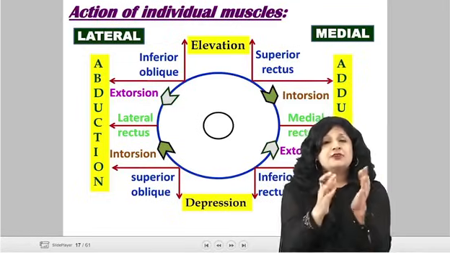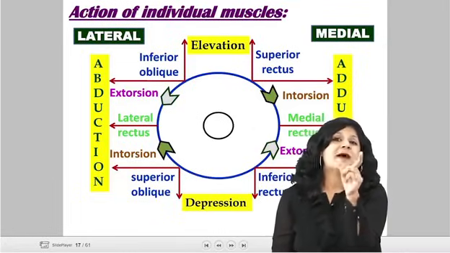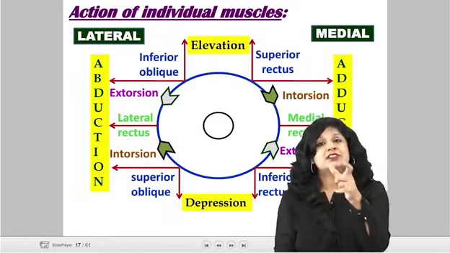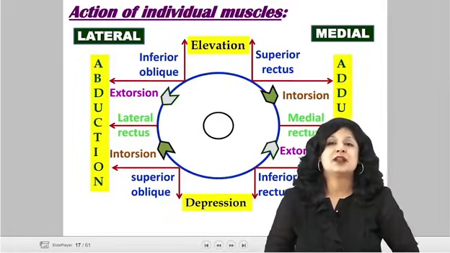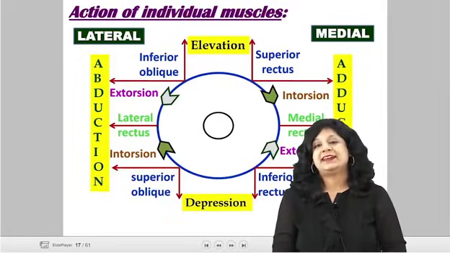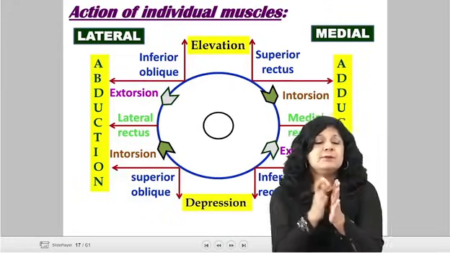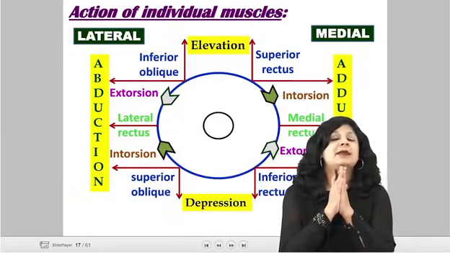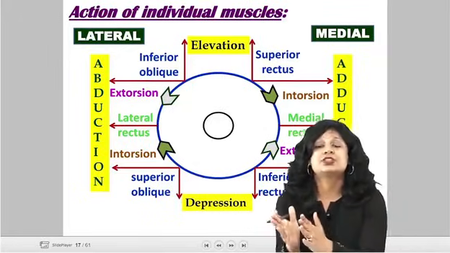Now if I ask you, this depression will be occurring maximum in which position? So now you should know that because it's an oblique muscle, so maximum depression will be caused in the adducted eye. Now once you know the movements or the actions of these extraocular muscles, it will become very easy to tell about the clinical testing positions.